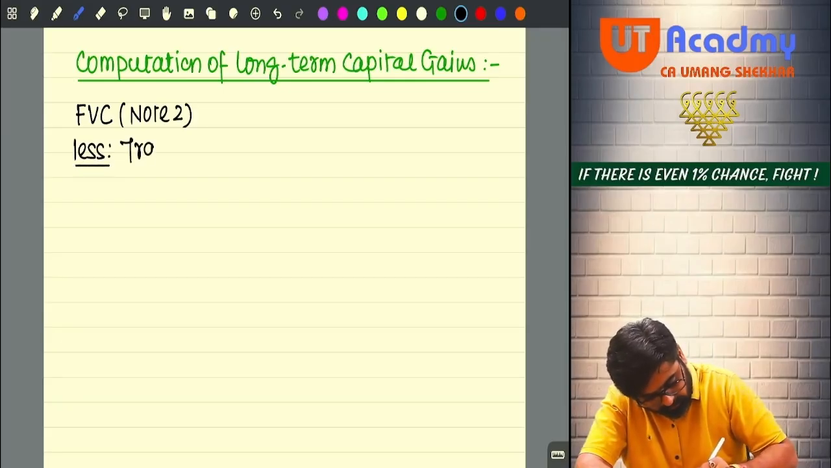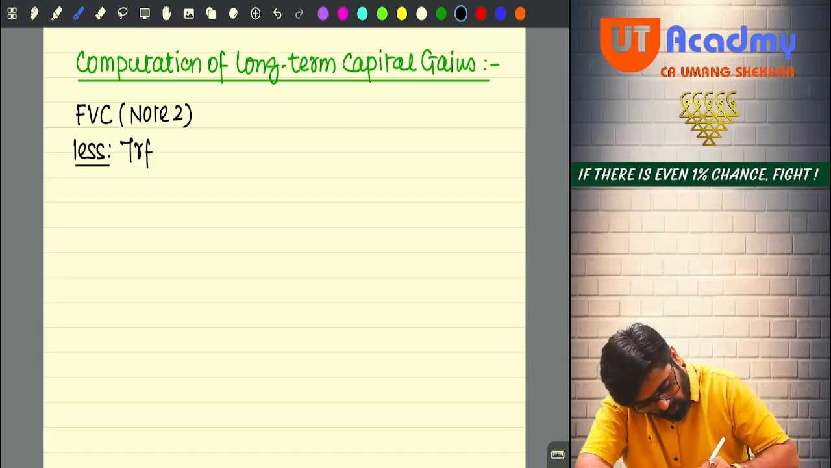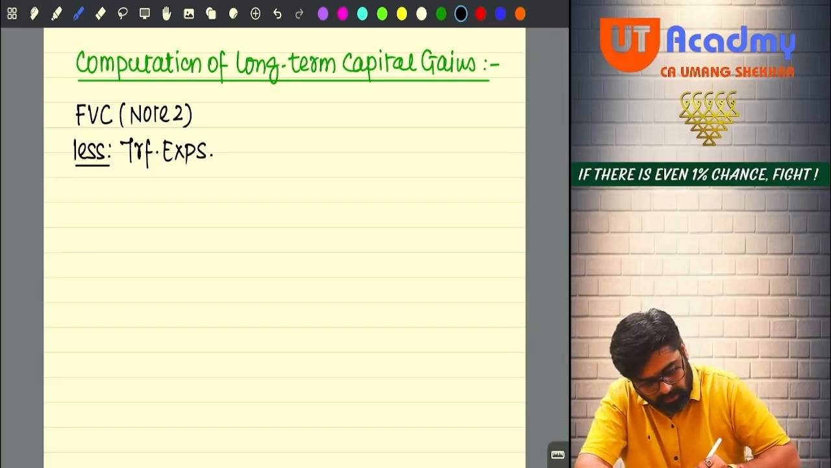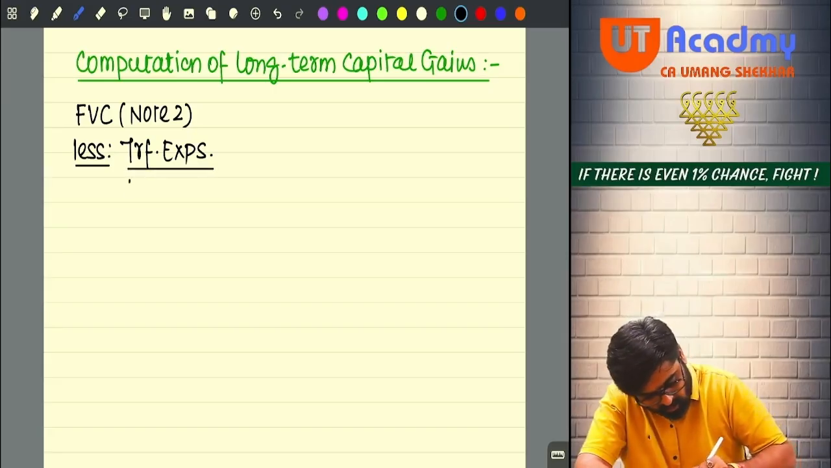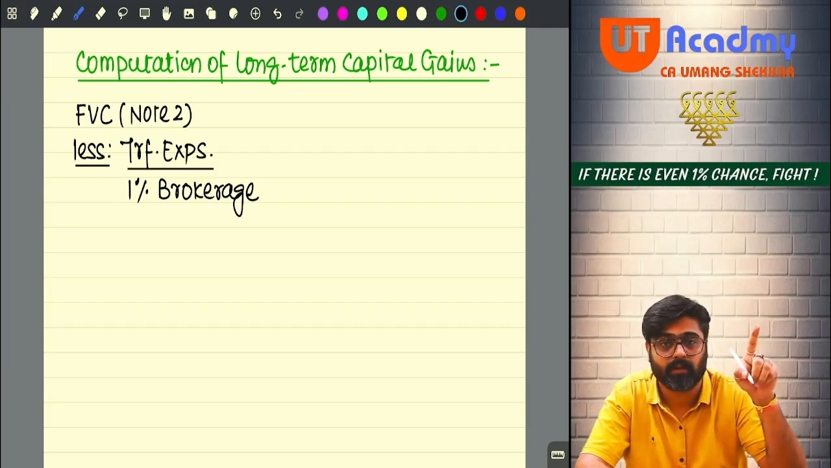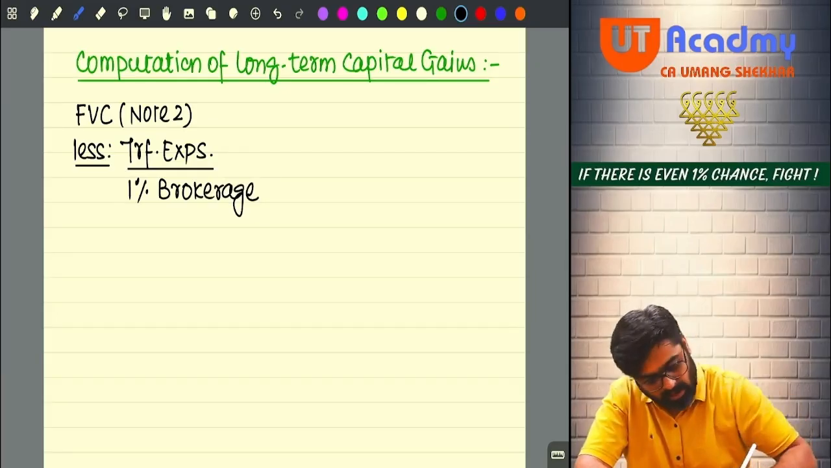Transfer expense. Was there any expense on transfer of the property? 1% brokerage. Yes or no? So I will write down 1% brokerage. And my dear friends, brokerage is always on sale consideration. You are not supposed to take it on the amount of FVC. See, our FVC here will be how much?